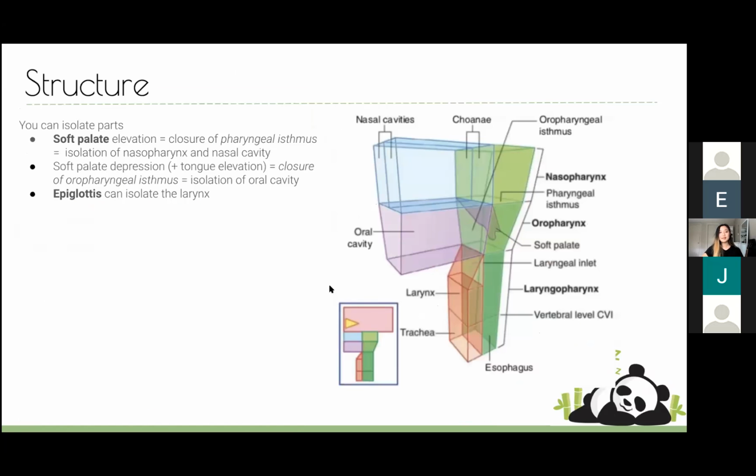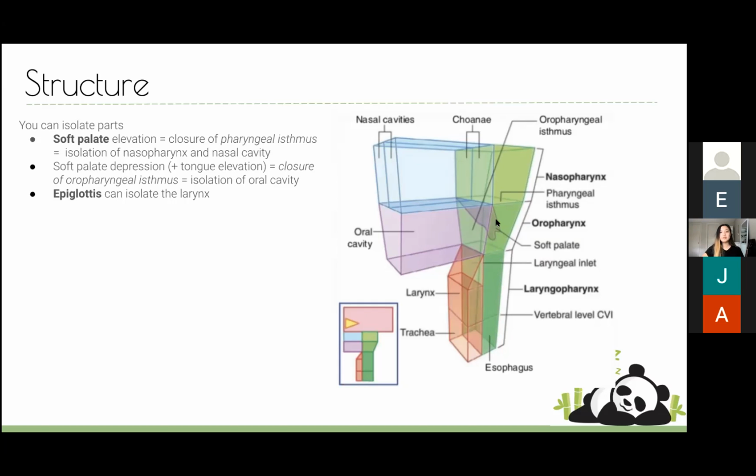Pharynx. Okay, structure. So you've got your nasal cavity that goes into your nasopharynx via your choanae. You've got your oral cavity that goes into your oropharynx by your oropharyngeal isthmus. Your nasopharynx and your oropharynx are separated by the pharyngeal isthmus, and that turns into the larynx, the trachea and the esophagus.